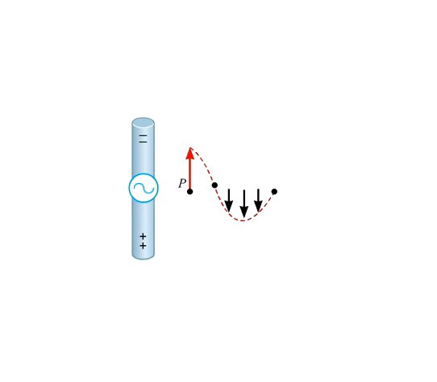Negative charges start to gather at the top of the antenna, while the positive charges simultaneously gather at the bottom of the antenna. This will change the direction of the electric field at point P. Notice that the electric field is now pointing upward instead of downward. As more and more charge accumulates at both ends of the antenna, the strength of the electric field increases.